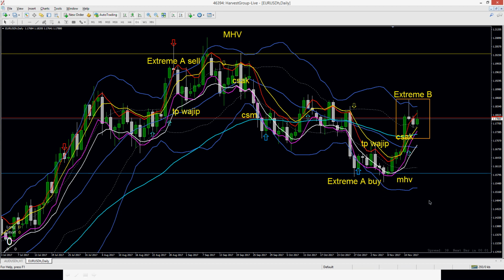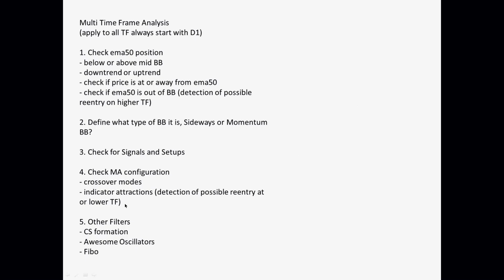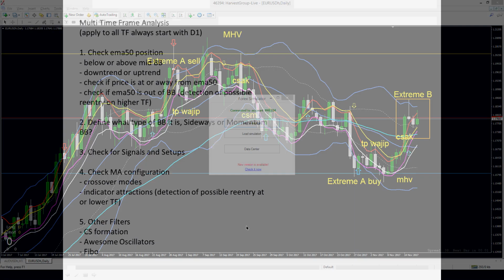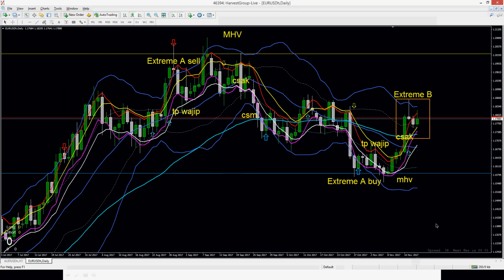The next time frame we'll be looking into will be weekly. That's done. Now we need to check for MA configuration, crossover modes and indicator attractions. We need to look into the moving averages. What are they looking at right now? Obviously there's a crossover over here, because MA5 is above MA10.